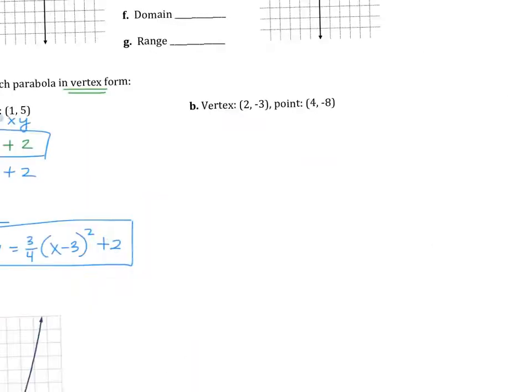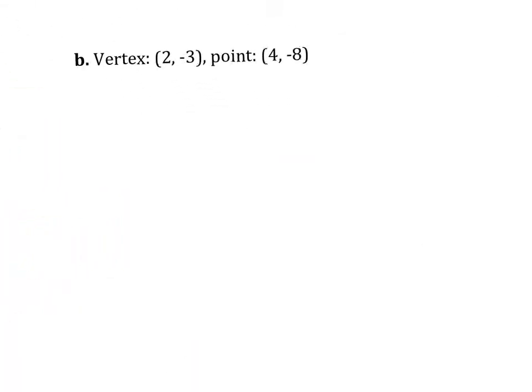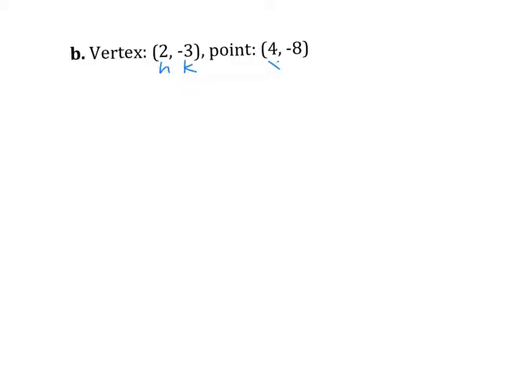Let's do it again. Okay, so you have a vertex and you have a point. Your vertex is h and k. Your point is x and y. So we're going to plug it in without the x and y first. Okay, step 1. It's similar, yeah. You haven't done this exact thing. Okay, so y equals a times x what? What comes next?